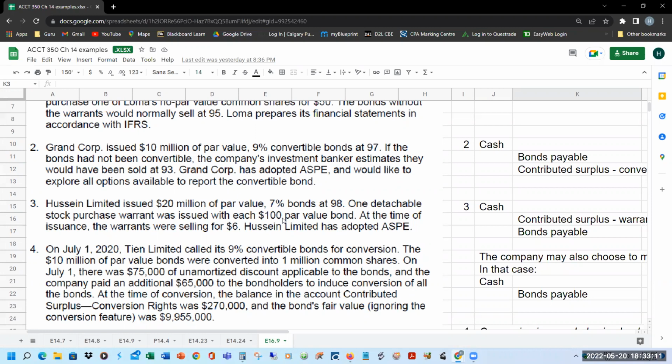Now, assuming the company does record contributed warrants, what it needs to do is determine which of the two is better determinable: the value of the bonds, or the value of the warrants? In this case, at the time of issuance, the warrants were selling for $6 each. That tells us that the value of the warrants is more easily determined. So we will allocate an amount first for the warrants, and whatever is remaining, we call this the residual method, whatever amount is left over after that gets recorded as the bond liability.